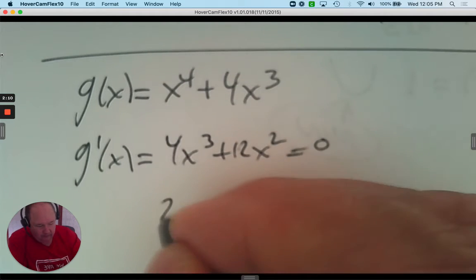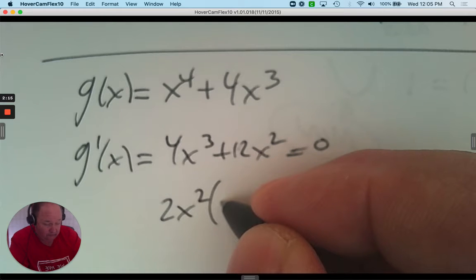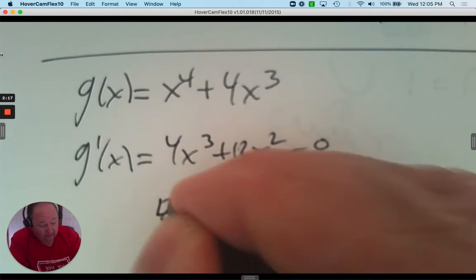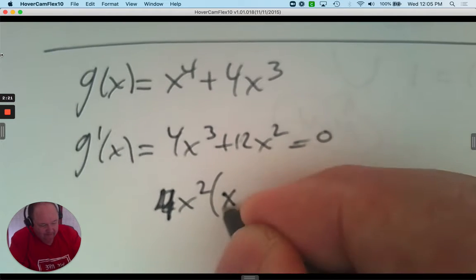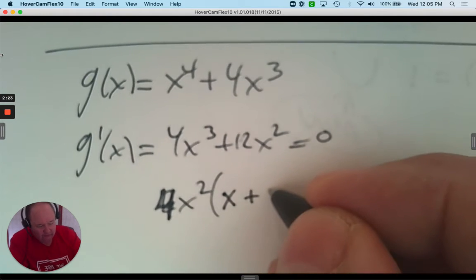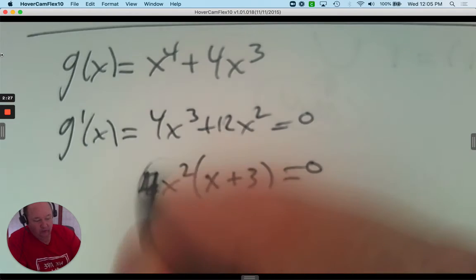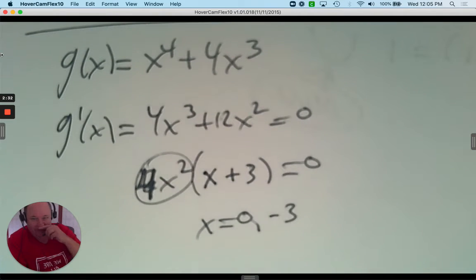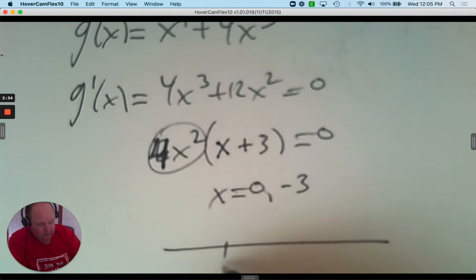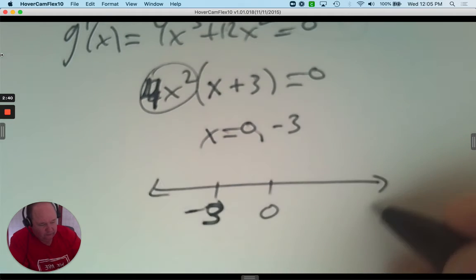We're going to factor out 2x squared. That leaves me with 2x. I'm going to factor out 4x squared. Let's get the greatest common factor. That gives me x plus 3. So 4x squared gives me the answer 0, and x plus 3 gives me the answer -3. So I have 0 and -3. Let's put -3 first, then 0. Here's your first derivative number line.